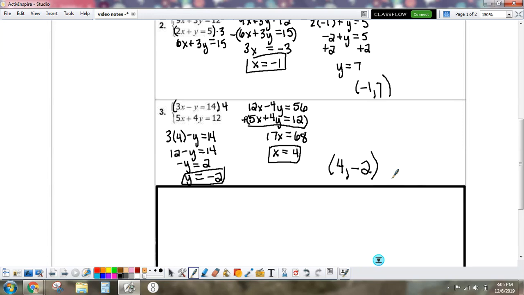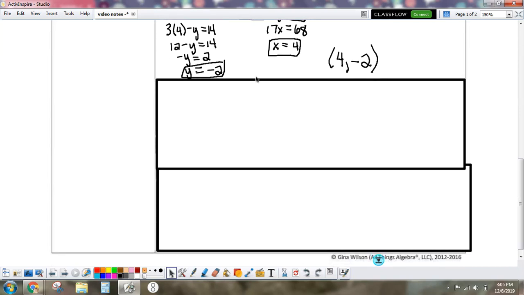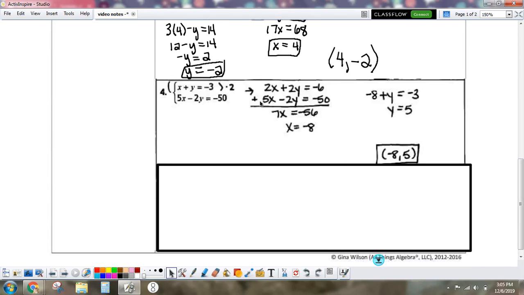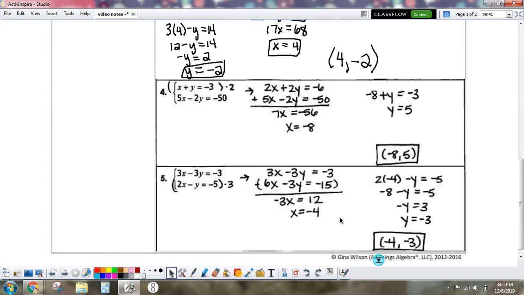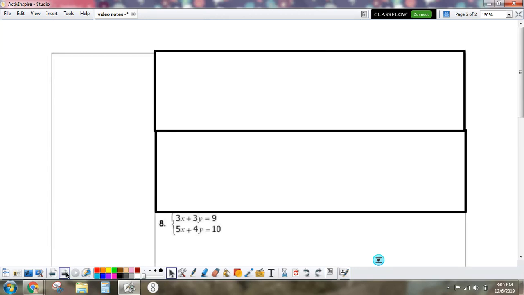You're going to try the next 4. So go ahead and try number 4. For number 4, you should have gotten negative 8, 5. And please check your work with the work shown here. Try 5. For number 5, you should have had negative 4, negative 3. Check your work with the work shown here. Try 6.